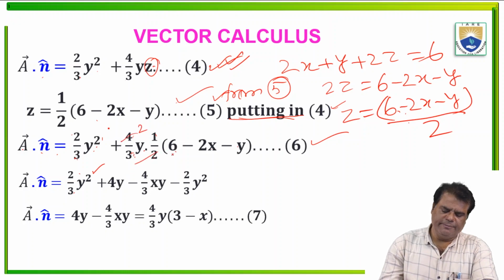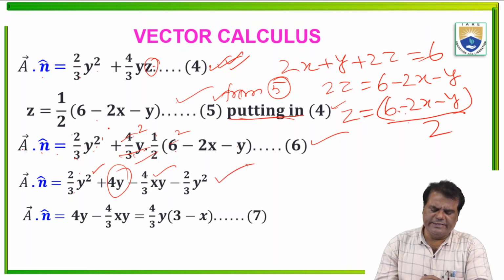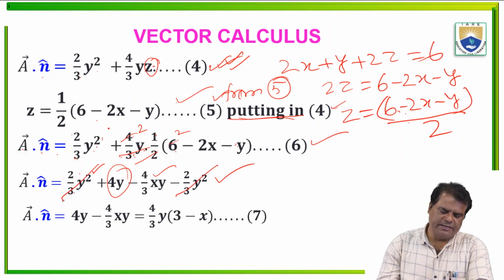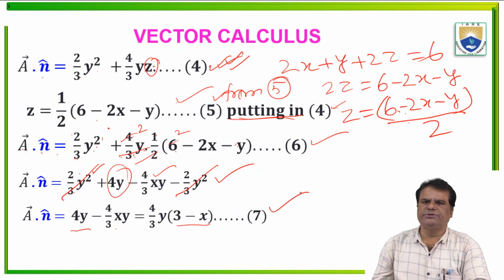So 2 by 3 y into 6 means 4y. 3 2 is 6 and 2 2 is 4y. 2 by 3 means 4 by 3 xy. And here 2 by 3 y square, y into y square. So now this term and this term are cancelled. 4y minus 4 by 3 xy. So now 4 by 3 is common and y common. So 4 by 3 y into 3 minus x. This is equation 7.